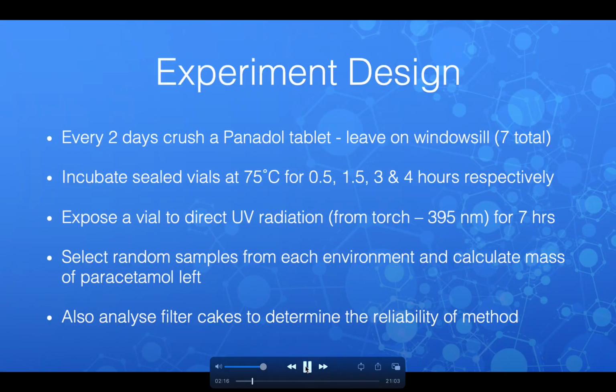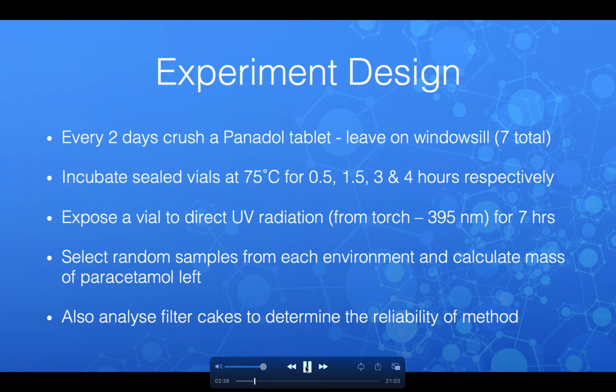I have designed my experiment so that I analyze samples left in certain conditions over a certain period of time. Every 2 days, I put a new crushed sample on my windowsill, which was exposed to air, heat, and moisture. I decided to crush the tablets to increase the rate of reaction by increasing the surface area, as I did not have the luxury of time.